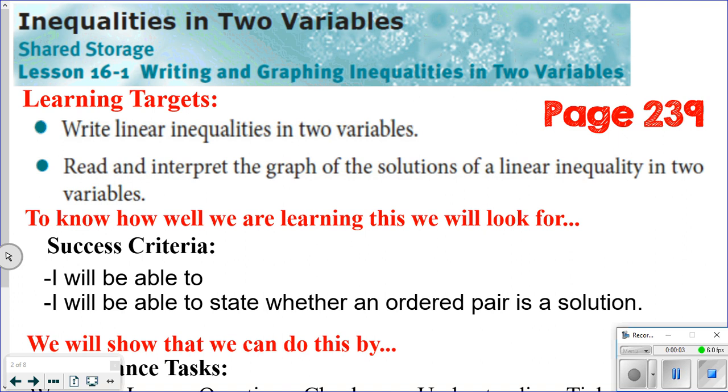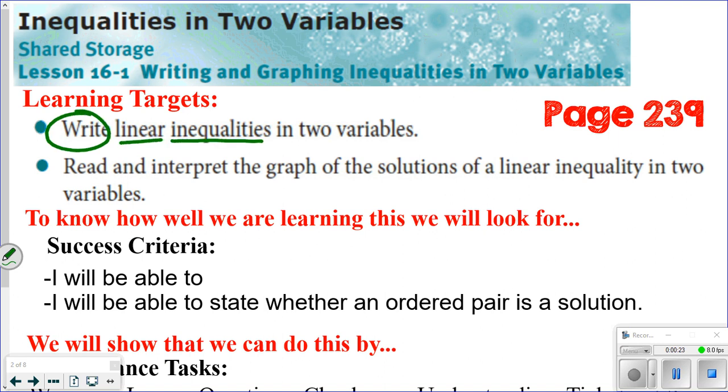Open your books to page 239. We are starting a new lesson and a new activity. Lesson 16.1, writing and graphing inequalities in two variables. So our first learning target is to write linear inequalities in two variables.